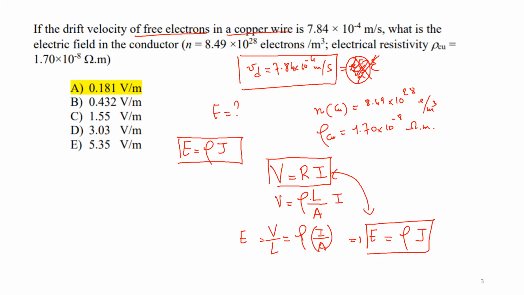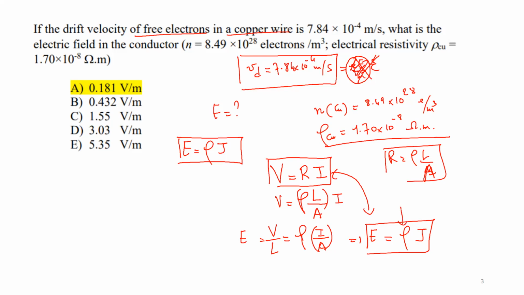As I told you, resistivity is a property of the material, while resistance is a property of the object. Resistivity is for copper, for instance. But resistance depends on the length and on the geometry. That's why resistance is rho L divided by A. Anyway, let's get our electric field.